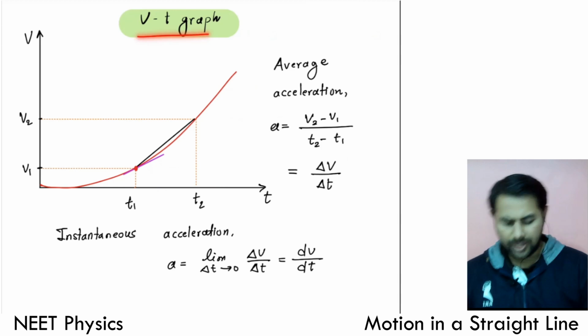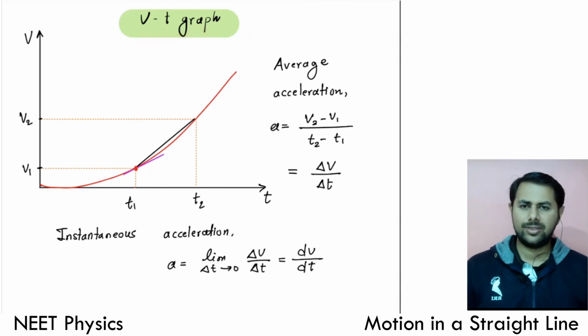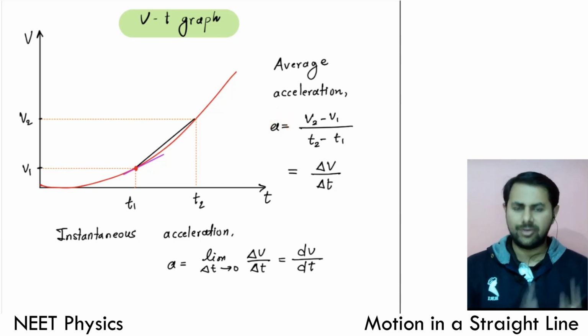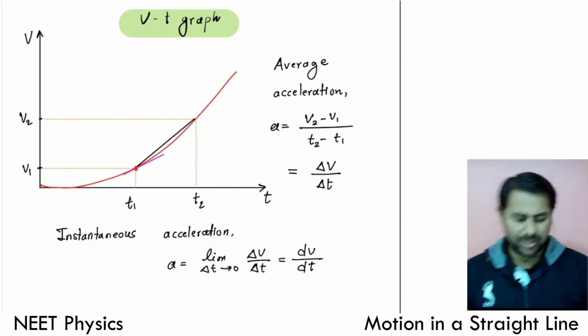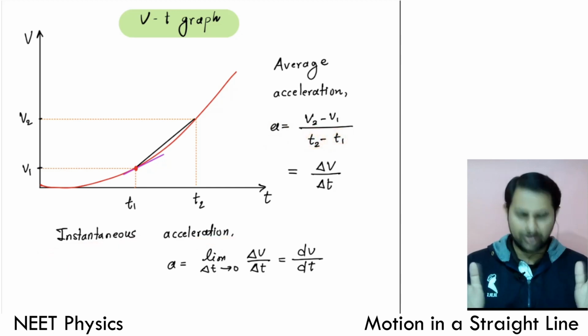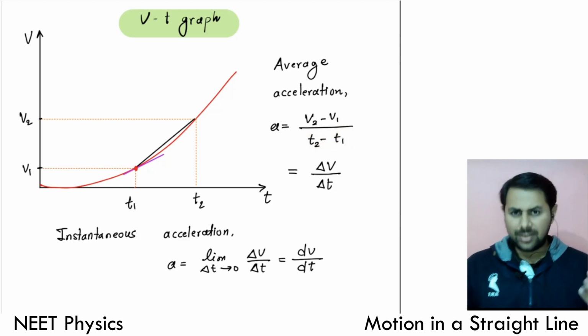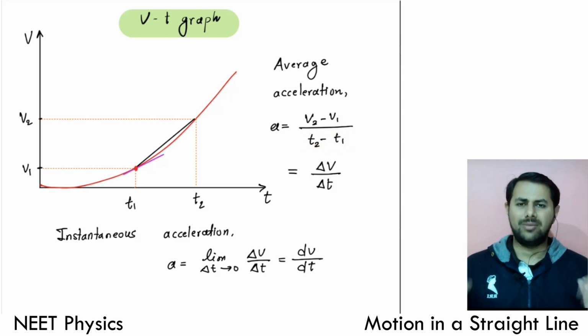Then if we come to the VT graph, the velocity versus time graph, similarly, just like velocity is change in position upon time, acceleration is change in velocity divided by time. And if you want instantaneous acceleration, always remember this: when you have separate times, the quantity that you are finding, maybe it's velocity, maybe it's acceleration, whatever it is, is the average value of that quantity. And if you want the instantaneous value of the quantity, what do you do?